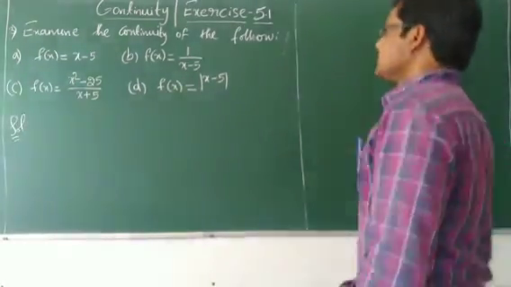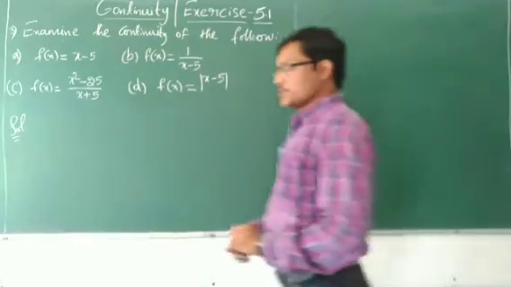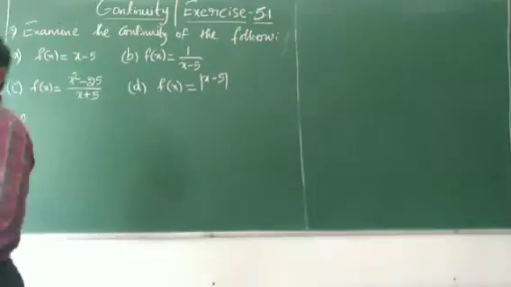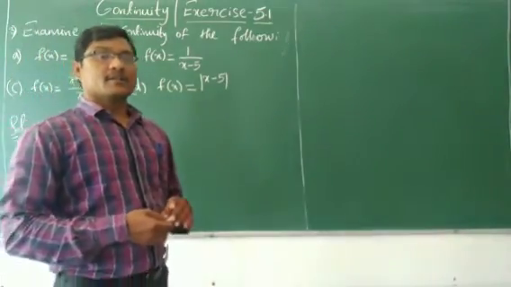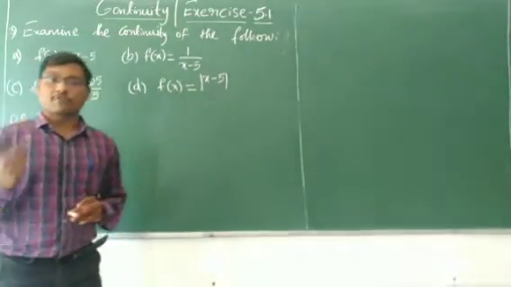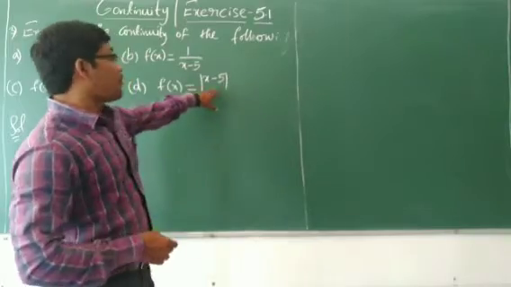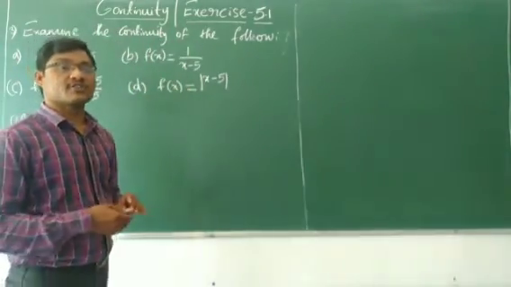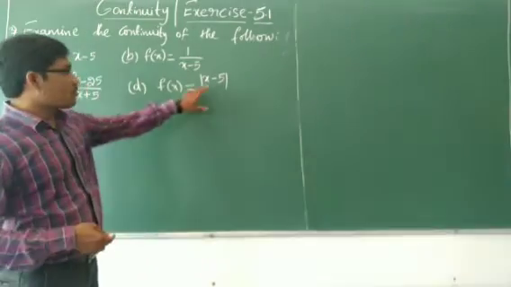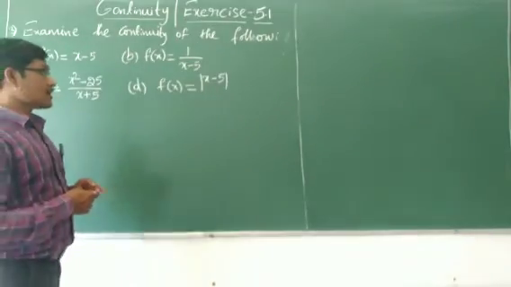The next function is f of x is mod of x minus 5. Again, first we find the domain here. For modulus function the domain is real numbers. If you remember, I have given 4 points. In those 4 points I have mentioned one of the points: modulus function is continuous everywhere. So this mod x minus 5 is also continuous in the entire real numbers.